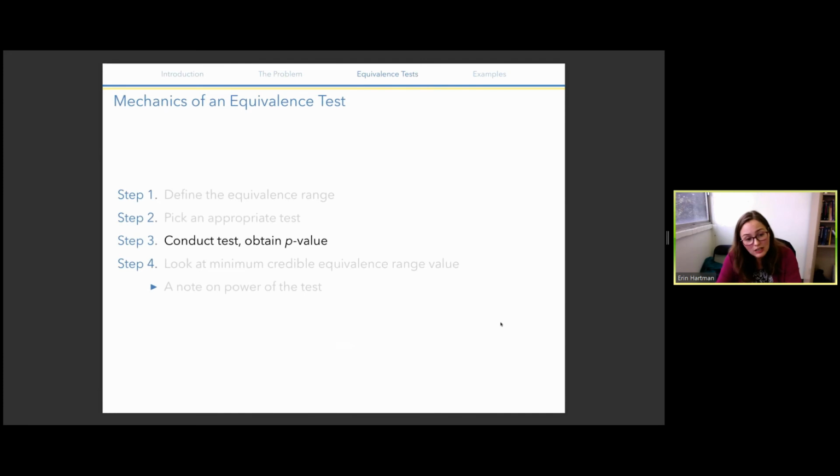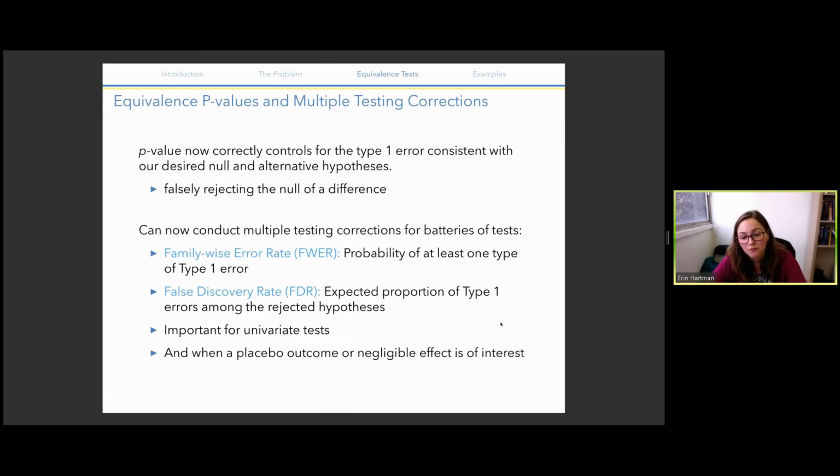Right, so then we conduct our test, right? So we picked our test, we picked our range. Now we can conduct our test, we obtain a p-value. Of course, once again, the p-value now corresponds to rejecting or failing to reject a substantively significant difference at baseline. So if we get small p-values now, that's evidence in favor of equivalence, right? And this is how, as researchers, we should set up a skeptical statistical test. So we now control the probability of falsely rejecting the null of a difference.